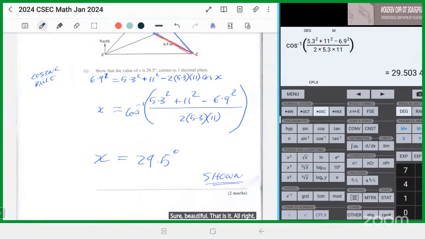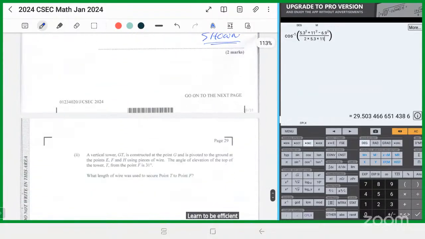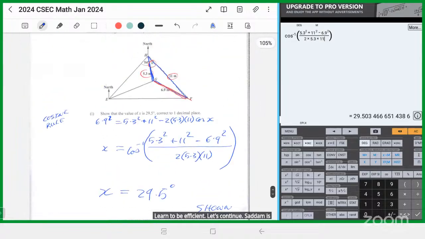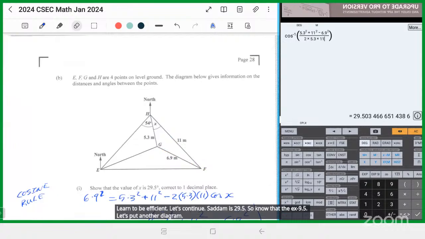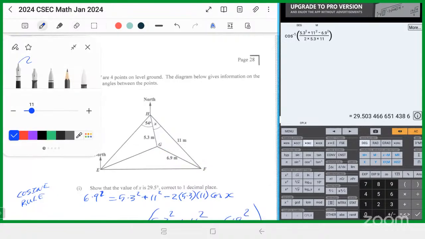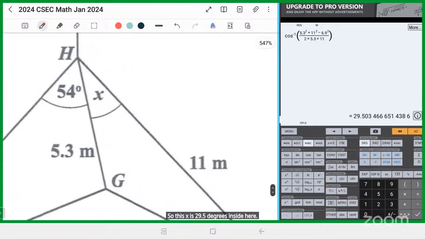You see, they don't give a lot of space, guys. Sometimes they don't have a lot of space on the paper to be writing a whole heap of steps, so learn to be efficient. Let's continue. So the angle is 29.5. Know that the x in here is 29.5. Let's put it on the diagram. So this x is 29.5 degrees inside here. Let's squeeze it in there.